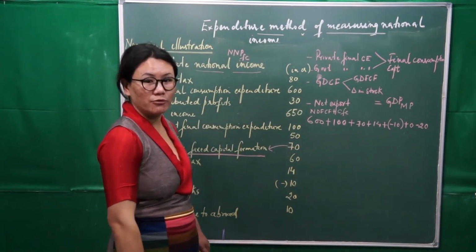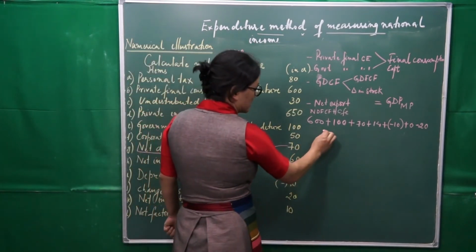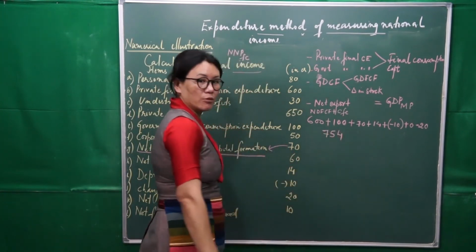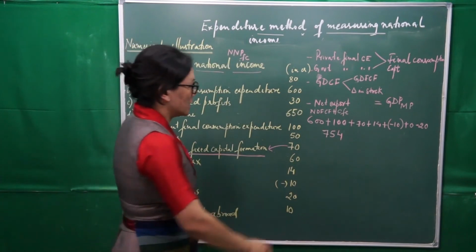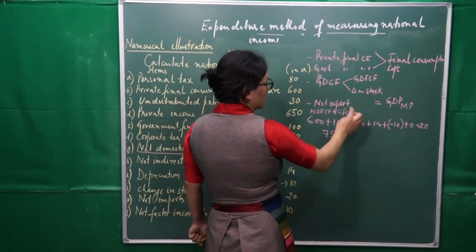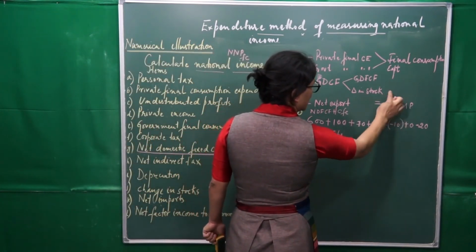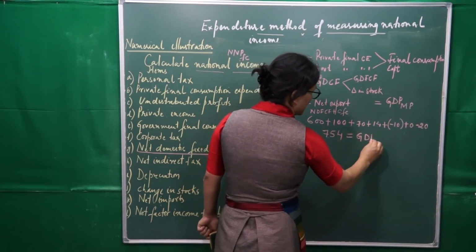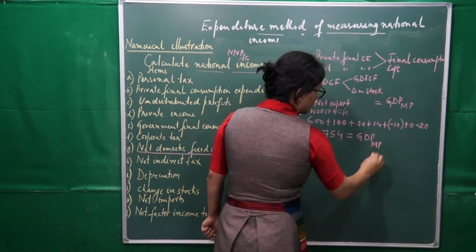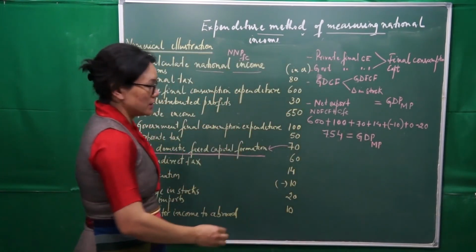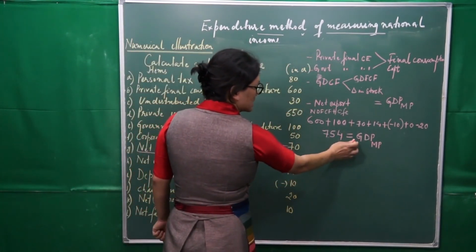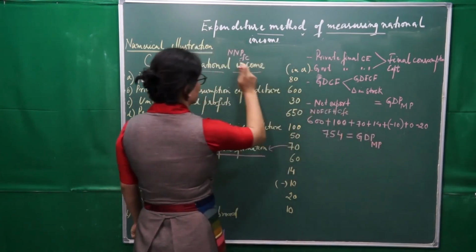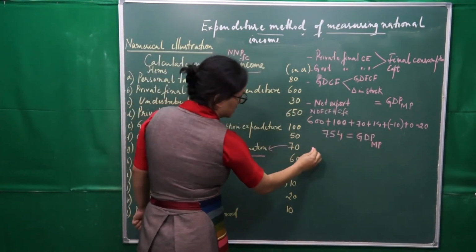Alright, so when you go for it, you will be getting 754 here. And this is what? Summation of all these things will make this one, right? So this is GDP at MP. Alright, now what we have to do? This is the expenditure method, right? Now we need to convert all these things into NNP at factor cost.